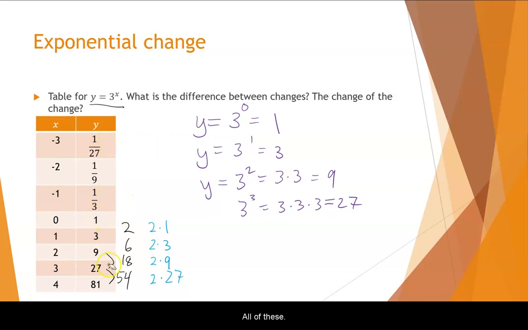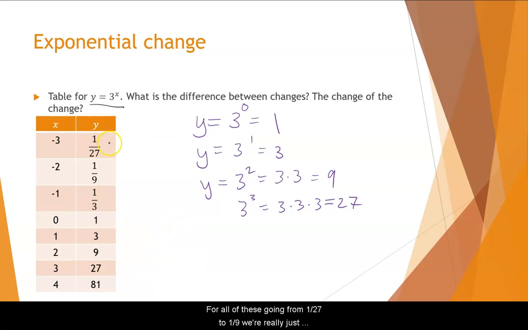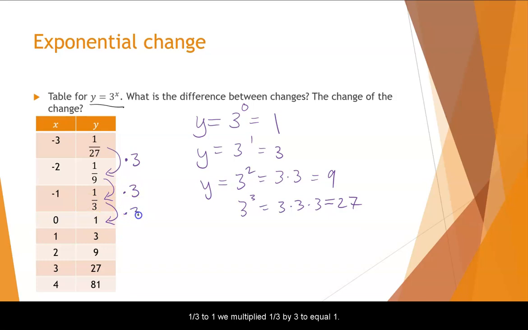For all of these, going from 1/27th to 1/9th, we really just multiplied by 3. Going from 1/9 to 1/3, we multiplied by 3. 1/3 to 1, we multiplied 1/3 by 3 to equal 1. We multiplied 1 by 3 to equal 3, 3 by 3 to equal 9, 9 by 3 to equal 27, and 27 by 3 to equal 81.